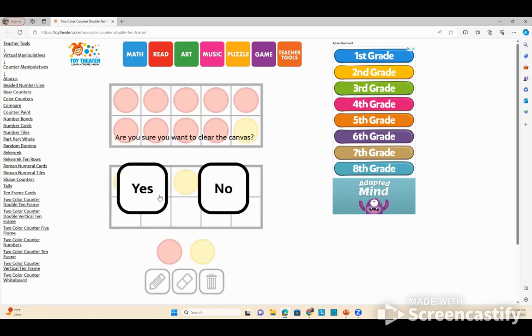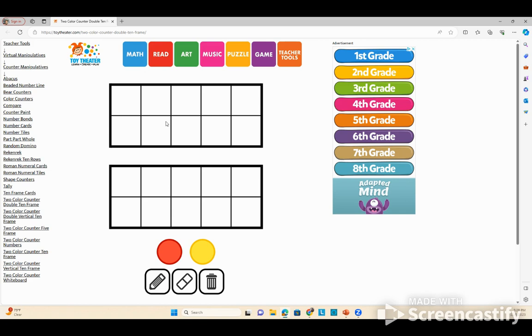You can also use multiple 10 frames to start to begin to introduce multiplication. If I have 3 in my first 10 frame, and I have 3 in my second 10 frame, so of those 2 10 frames, each of them have 3. 3 times 2, it'll give you that 6 answer. So they can begin to explore.